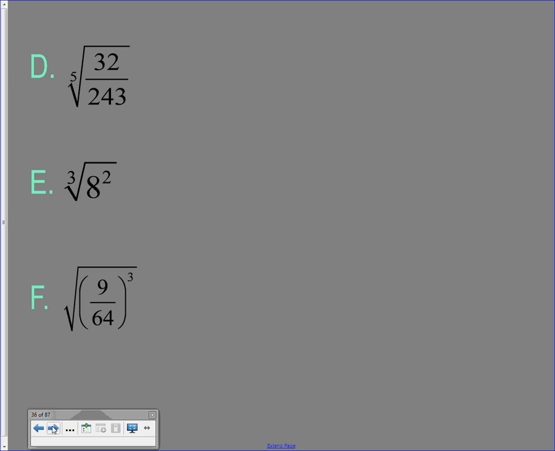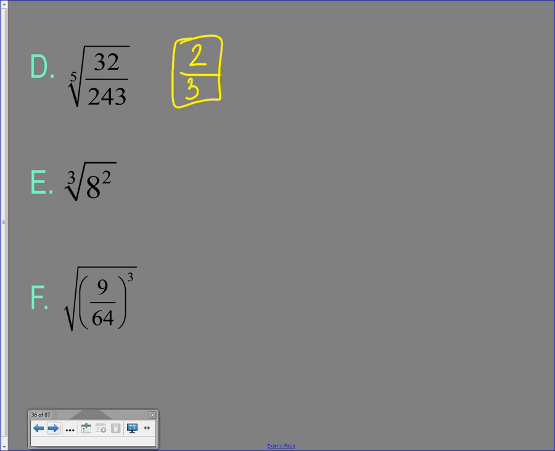Part D, the fifth root of 32 over 243. That just means you need to do the fifth root of 32, which is 2, and then the fifth root of 243, which is 3. That's an odd root, so you don't do the plus or minus.